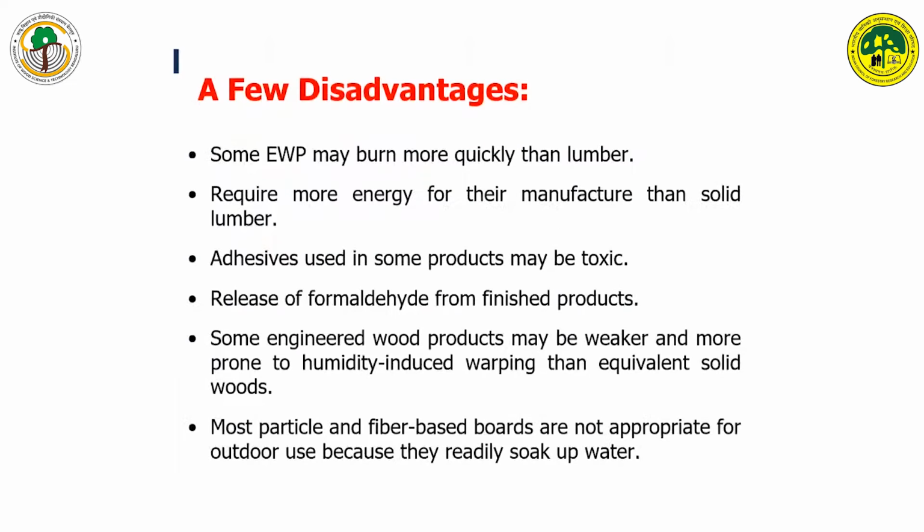These are the different types of treatment and different chemicals, depending upon whether it is for interior or exterior application. Along with these advantages, we have a few disadvantages. Engineered wood products may burn quickly because of the presence of wood, and they require some energy to process and manufacture. The adhesives used may be toxic, and if the adhesive is urea formaldehyde, phenol formaldehyde, or melamine formaldehyde, then release of formaldehyde can occur. So we have to control that. They can also be sensitive to humidity and changes in the moisture level in the environment, and they can absorb water.